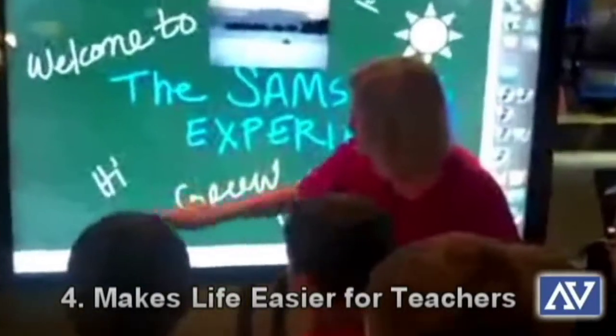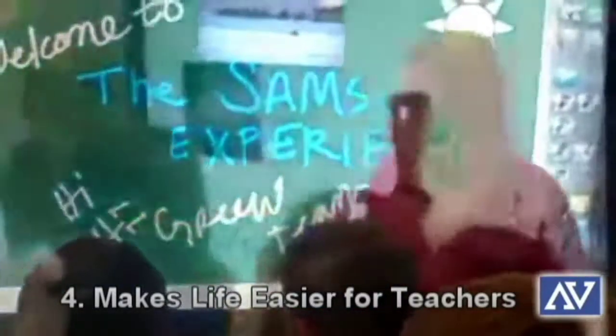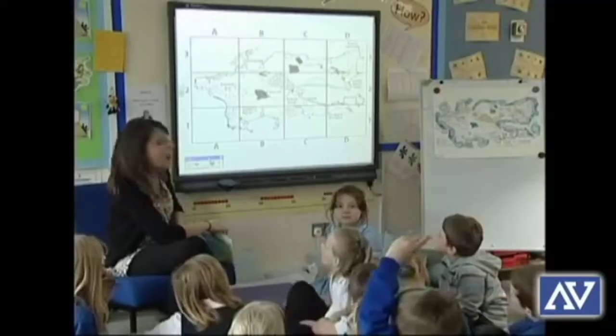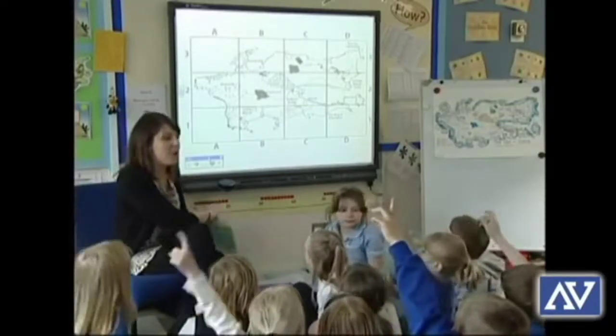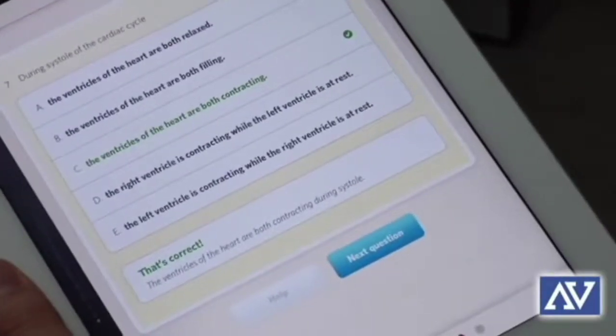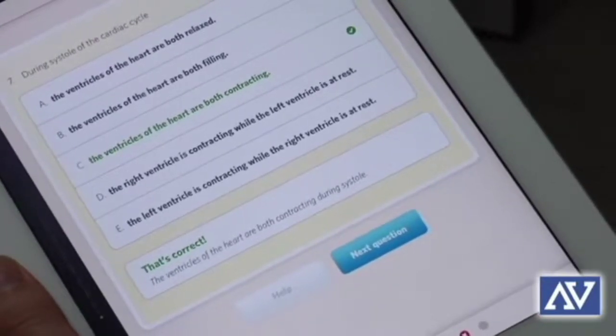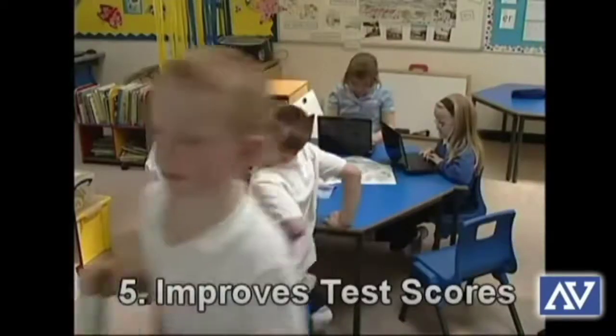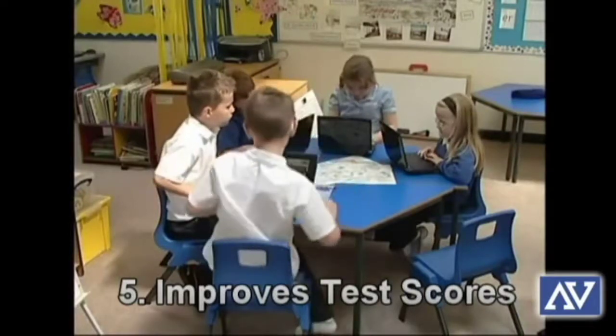Number 4, it makes life easier for teachers. Teachers have to juggle a variety of tasks outside of teaching, including planning lessons, grading, meeting with parents, and administrative work. Why not help yourself out and put tests online so students can instantly see their grades instead of spending valuable time grading? Number 5, it improves test scores.